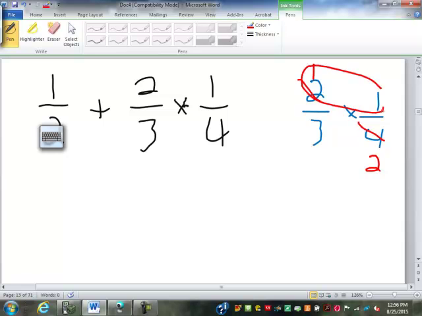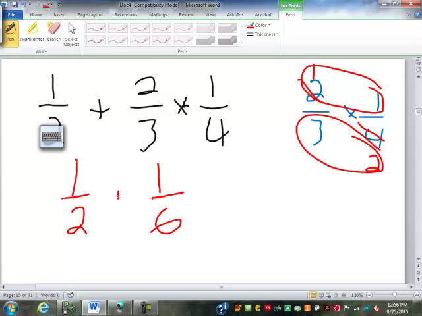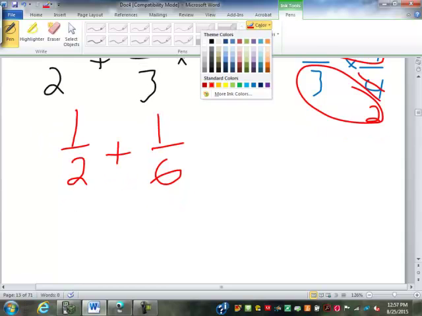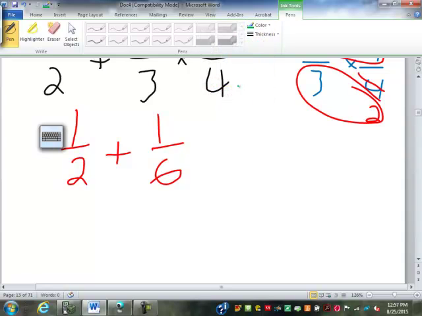So now we're going to do 1 times 1 is 1. 3 times 2 is 6. So now this is 1/2 plus 1/6. So what are we going to do there? Common denominator. Very good.